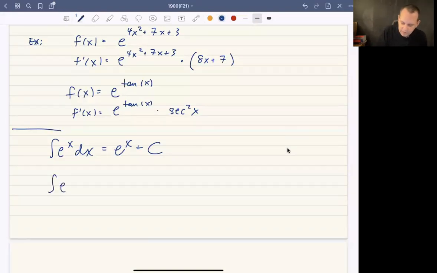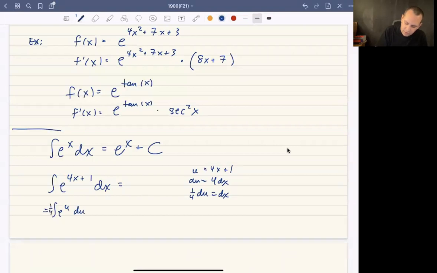And so if I were to want to evaluate the integral of e to the 4x plus 1, then we could do a substitution. u is 4x plus 1, du is 4 dx. Divide both sides by 4. And this is going to be the integral of e to the u du times 1/4. And altogether, this will be 1/4 e to the 4x plus 1 plus C. Okay, and this is one of the places where mental arithmetic really will help you go a little bit faster through these. Okay, and so I think that's everything I wanted to say about exponential functions.